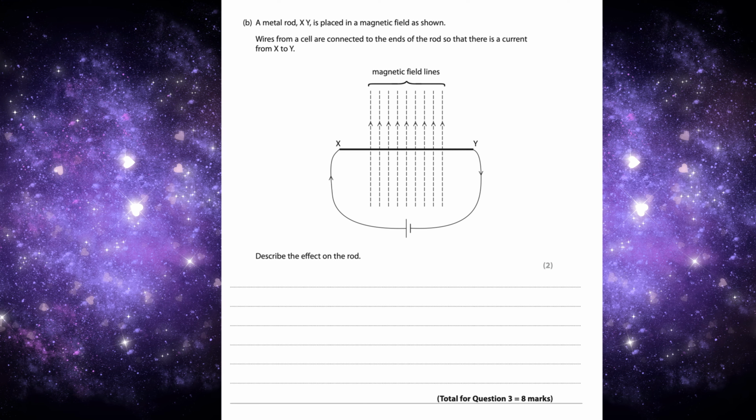A metal rod XY is placed in a magnetic field as shown. Wires from a cell are connected to the ends of the rod so that there is a current from X to Y. Describe the effect on the rod. The question tells us a metal rod is placed in a magnetic field, so we have one external magnetic field. The question also tells us that rod XY is connected to a cell so current flows through it.